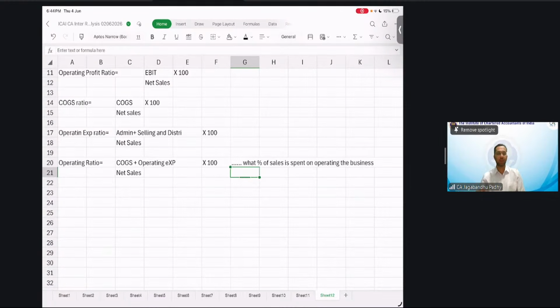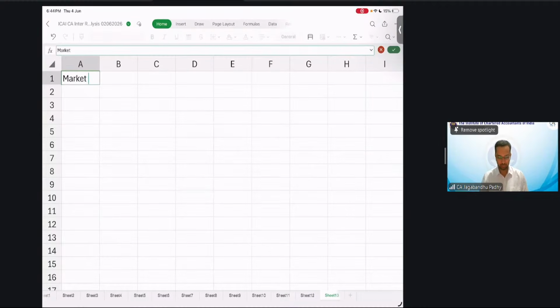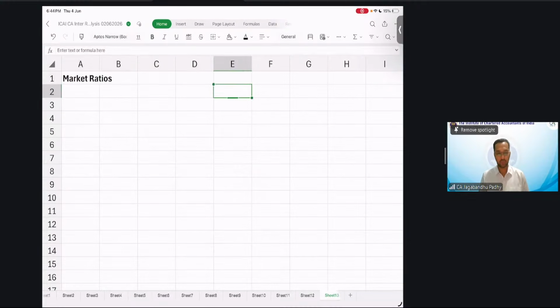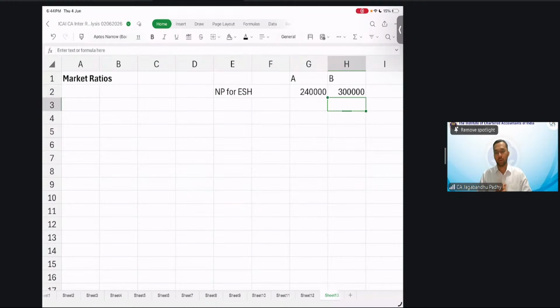Now we have to look at a really interesting set of ratios called market ratios. Let's try to understand these market ratios with the help of two companies, A and B. Let's say company A has a net profit for equity shareholders of 2,40,000, and for B it is 3 lakh. Now, which of these two companies has generated good profit for its shareholders?